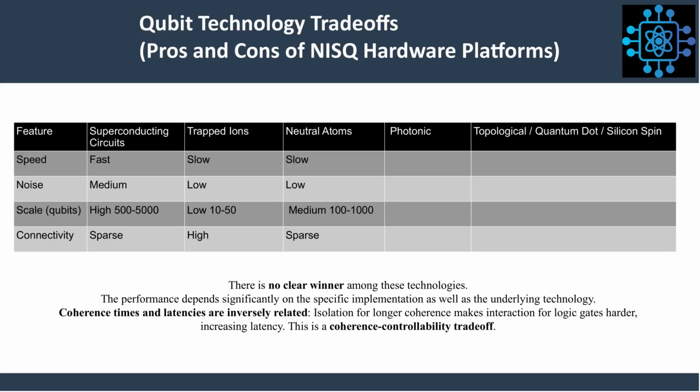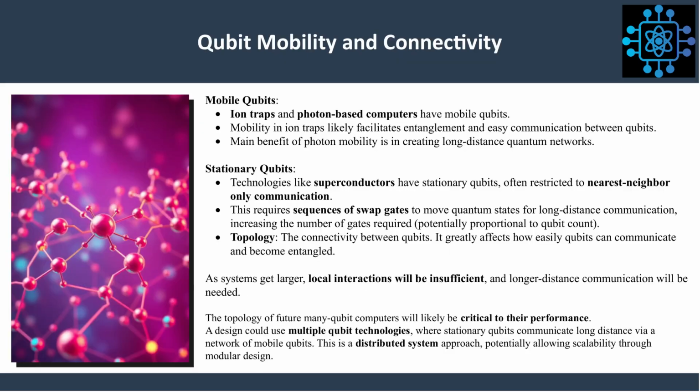Superconducting circuits offer fast speeds and high scalability, but suffer from medium noise and sparse connectivity. Trapped ions provide low noise and high connectivity, yet are slow and limited in scale. Neutral atoms balance scale and noise but have sparse connectivity. Coherence-controllability trade-offs impact performance, with longer coherence times increasing latency. Mobile qubits in ion traps and photon-based systems enhance entanglement and communication, crucial for long-distance quantum networks.